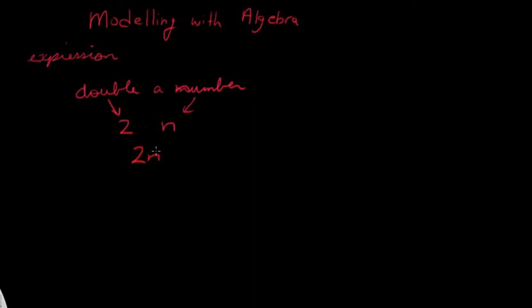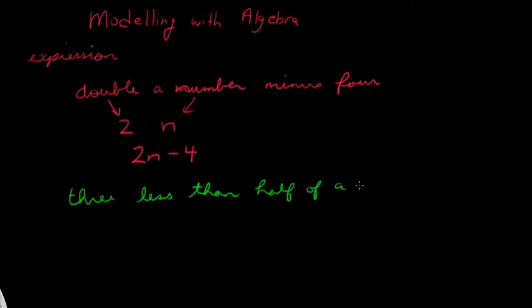What if I said double a number minus 4? Well, that's pretty easy. I just go minus 4. These are pretty easy, I think. We can do something like, how about 3 less than half a number.